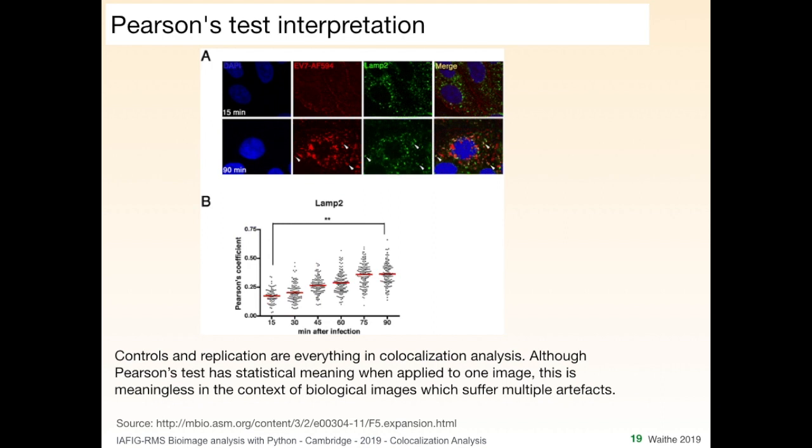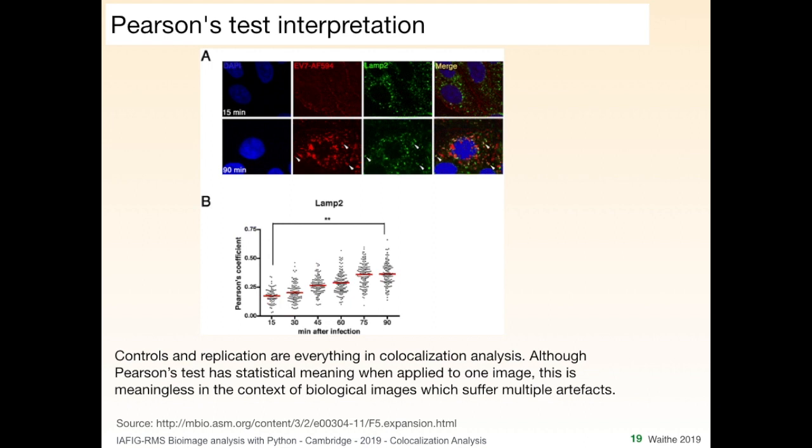But just to get back to here, the real point is you still need to have proper biological controls to use something like colocalization. Although the Pearson's test has a statistical meaning, it doesn't really in the context of biology, because there's so much else going on in your typical image. So you always need to do the right controls and do comparisons between those controls with your conditions.